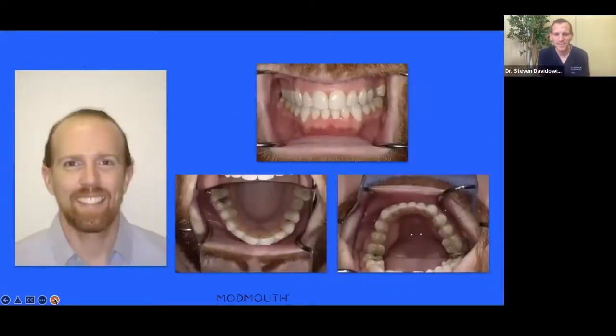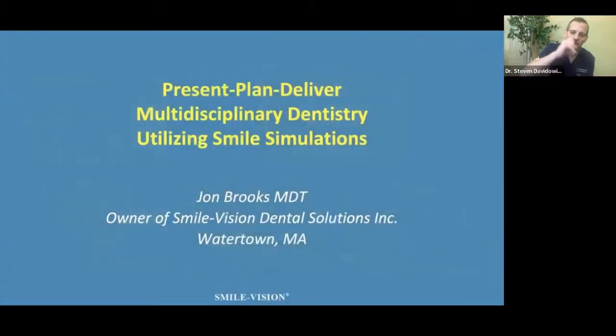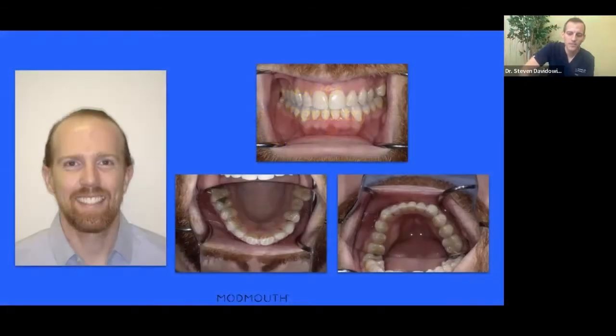The next slide is going to be me introducing, oh, that's it. Okay, sorry. So this is a U-shaped arch. No longer is it a V-shaped arch. The crossbite is gone. Let me point out one thing before I bring on John.